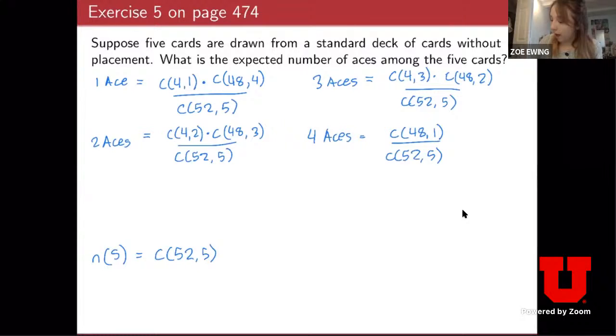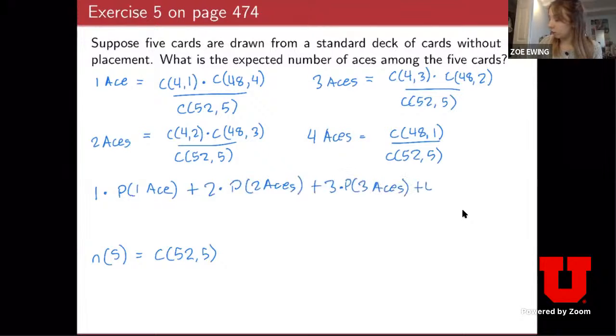So we will have 1 times the probability of 1 ace. Actually, I'm going to write that differently. 1 times the probability that we get 1 ace plus 2 times the probability that we get 2 aces plus 3 times the probability of 3 aces and 4 times the probability of 4 aces.